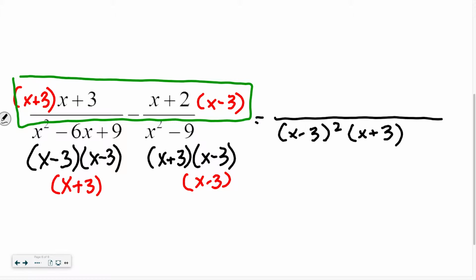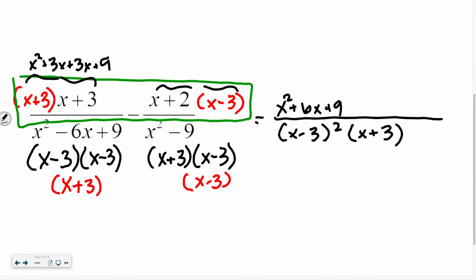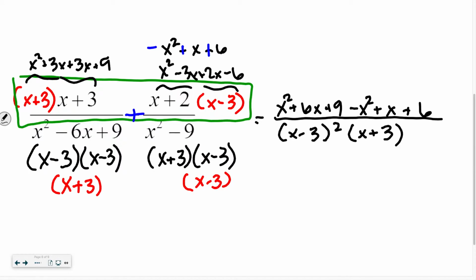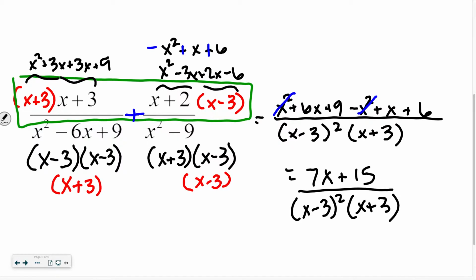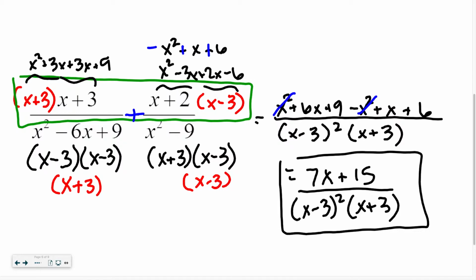Now, for x plus 3 times x plus 3, I'd have to FOIL that out. That's going to be x squared plus 6x plus 9. That's this piece right here, x squared plus 3x plus 3x plus 9. And then I'm going to just FOIL out these two terms quickly before I distribute my negative. That's x squared minus 3x plus 2x minus 6. So x squared minus x minus 6. But then, of course, this is plus a negative, positive, positive. So that's going to be minus x squared plus x plus 6. Combine my like terms. x squared minus x squared cancels. I'm going to come up with a 7x plus 15 all over x minus 3 quantity squared times x plus 3. And 7x plus 15 doesn't cancel, so that will be my final answer.